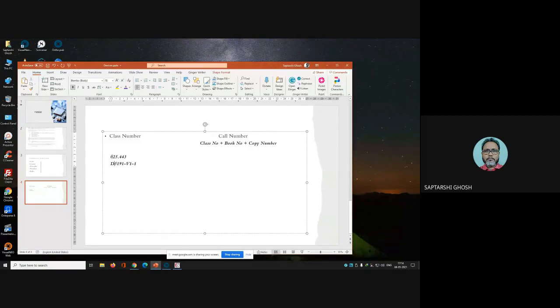So first is the class number. Sorry, here you write class number. Don't write this thing here. And here you better write 025.443, then below it 025. Then you can write this one. And now these hyphens are totally dependent on the library.